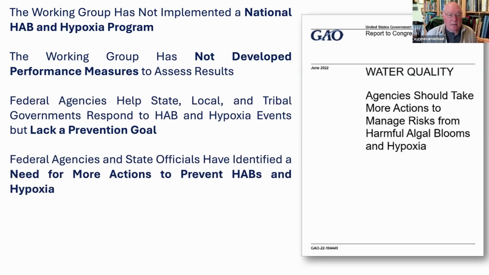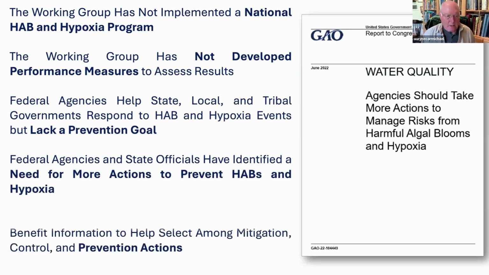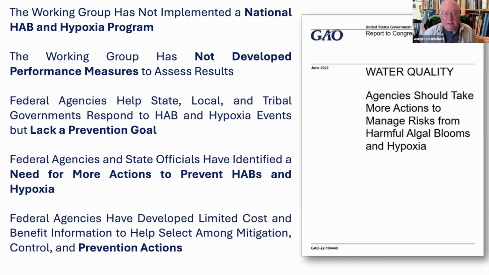Those federal agencies have identified a need for more actions to prevent HABs and hypoxia. And they have developed limited cost and benefit information. And that information is being used to select among the mitigation methods, but only mentioning the need for prevention.